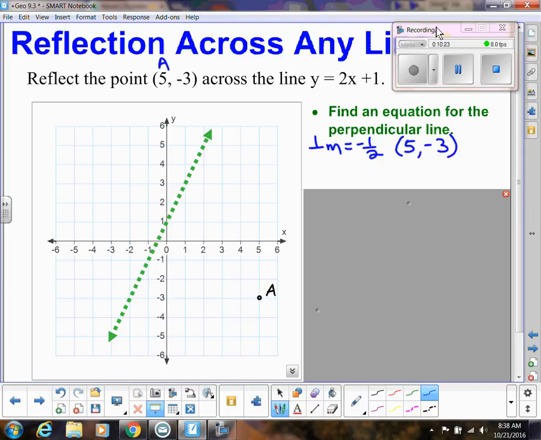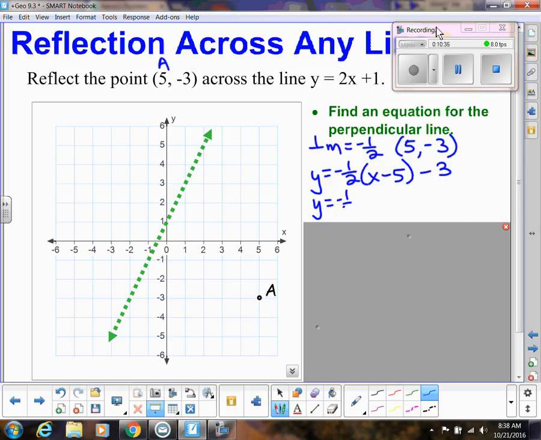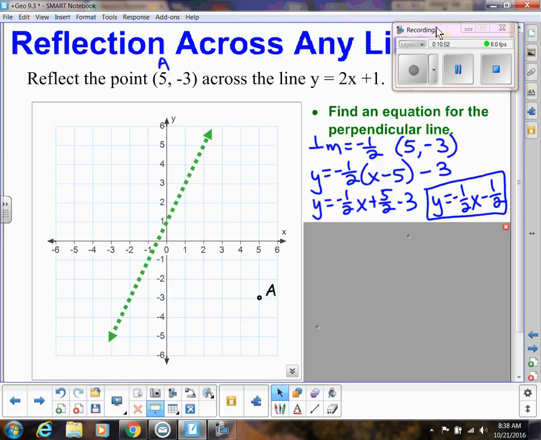I know that A will be on that line. So if I do that, I'm going to plug in my m, my x coordinate, and my y coordinate, distribute that, and then combine those like terms. So this is going to end up being y equals -1/2 x minus 1/2. Okay, so you can pause if you need to slow down on that. I'm going to move on.